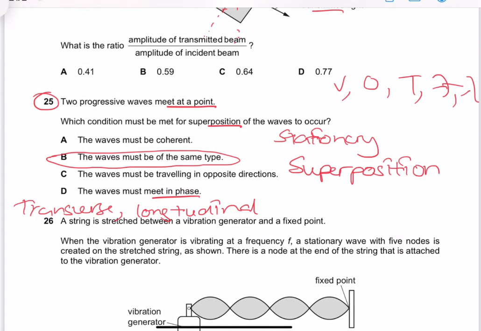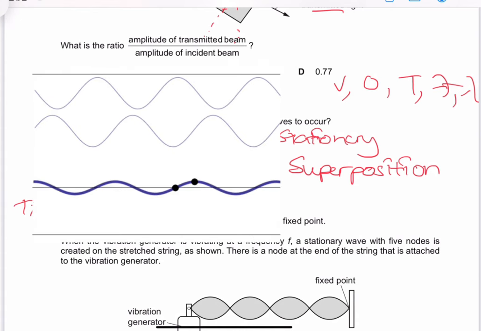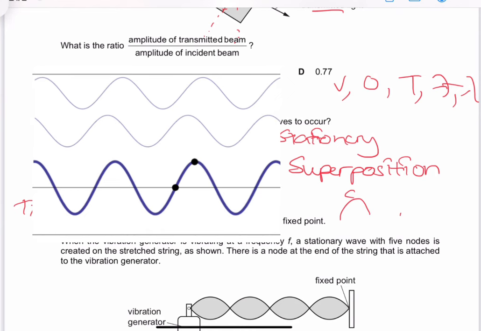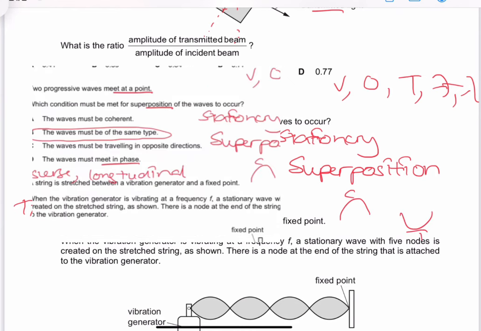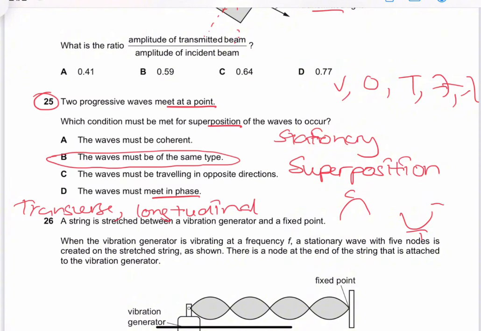One can be, for example, a crest meeting a trough of another wave. These two waves are out of phase. They just cancel out, and we have destructive interference occurring, right? The waves must be traveling in opposite directions. Well, if waves meet at a point, they obviously have to be traveling in opposite directions, right?